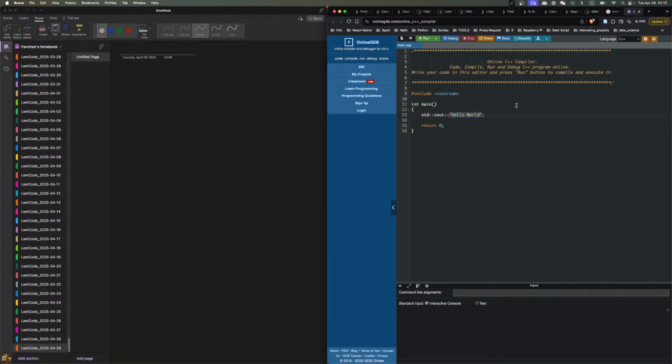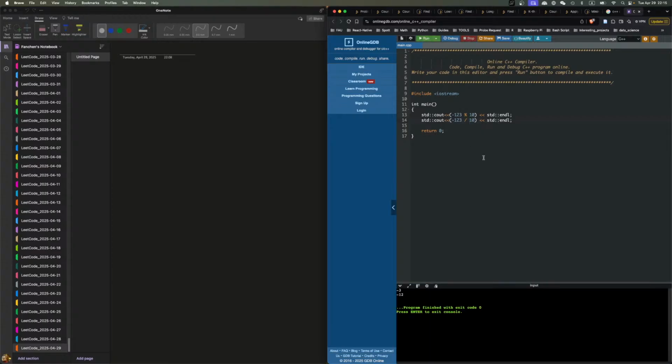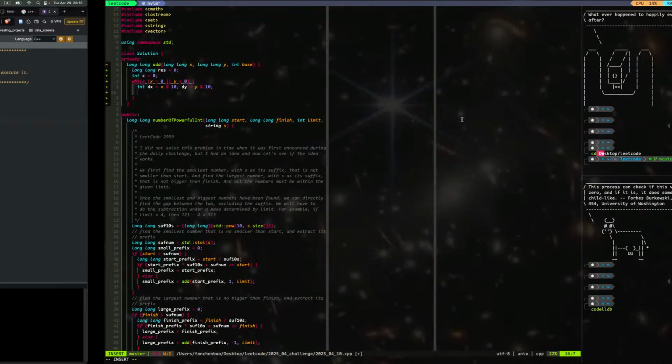Let's see. Minus 123 mod 10 and std and l. We'll do the exact same thing, and then we say this one divided by 10. Run it. Minus 3 and minus 12. I think that's exactly what we want, right?